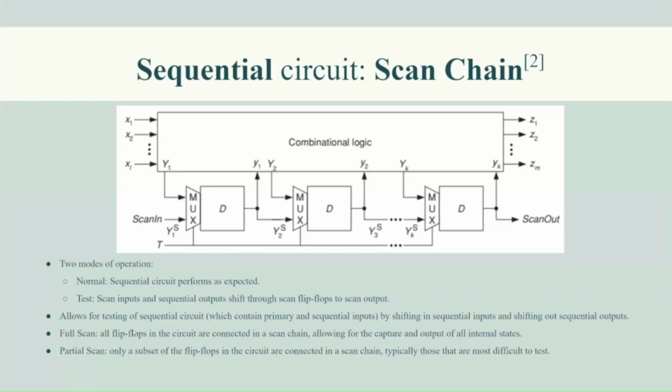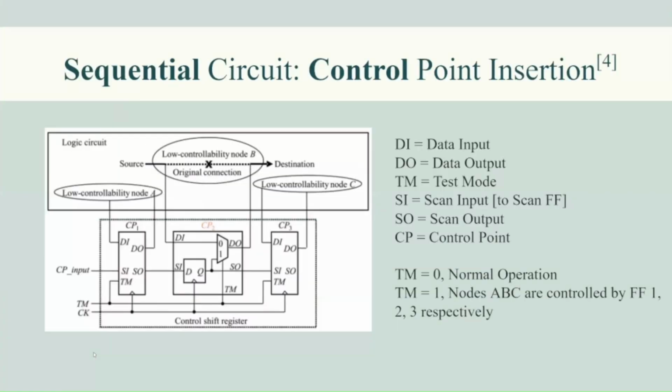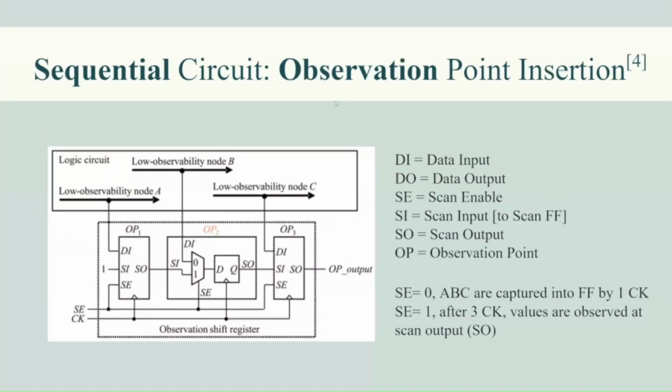We will have 2 different scans: one is a full scan and the other is a partial scan. The difference is how many flip-flops are going to be scanned. And then we have a control point. As we already discussed, we just need to set different modes for different tests. And for the observation point, we do the same thing.